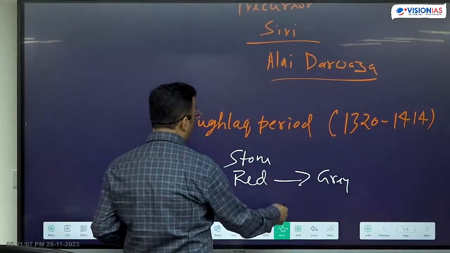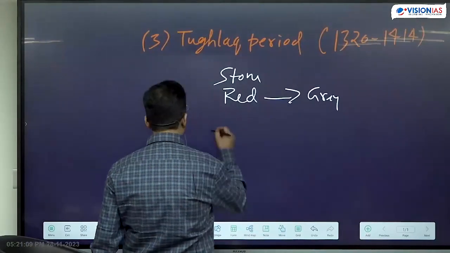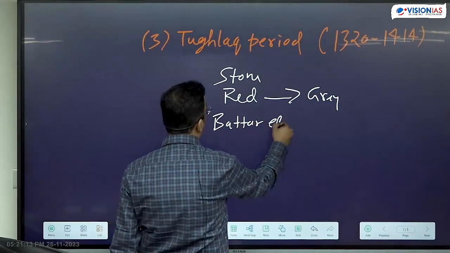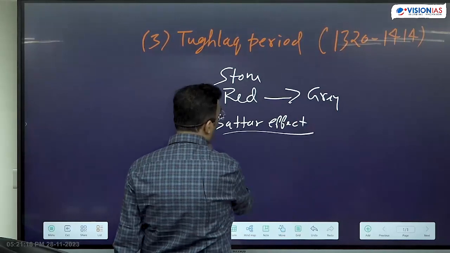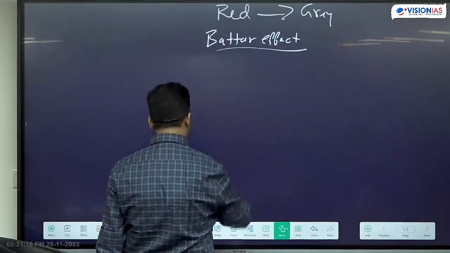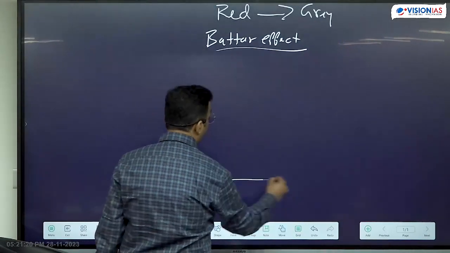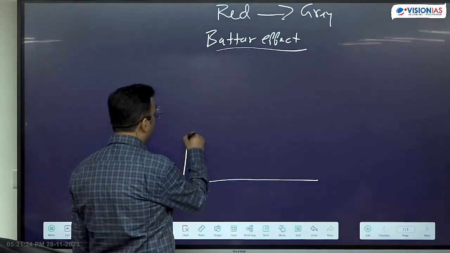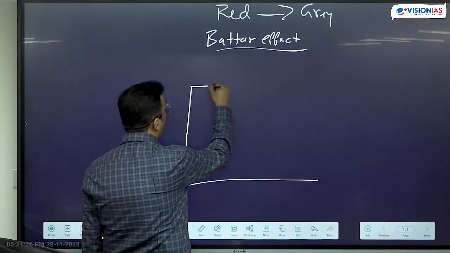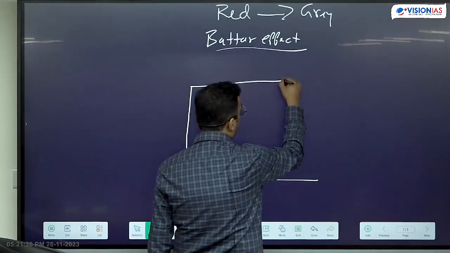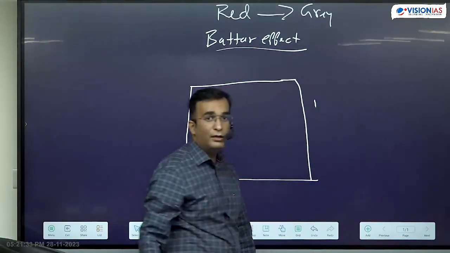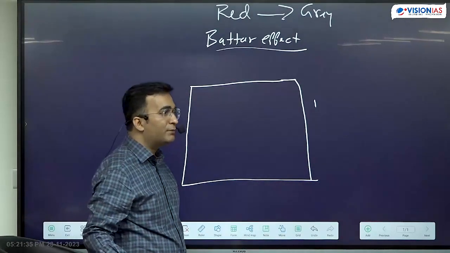Another thing that they introduced in their building was the batter effect in the building. So please understand what is this batter effect in the buildings. So going by this batter effect, the buildings were slanted a little bit from all the sides. Slanted का मतलब थोड़ा सा झुका देना walls को, ठीक है? So not very high inclination, but a little bit of inclination must be there.